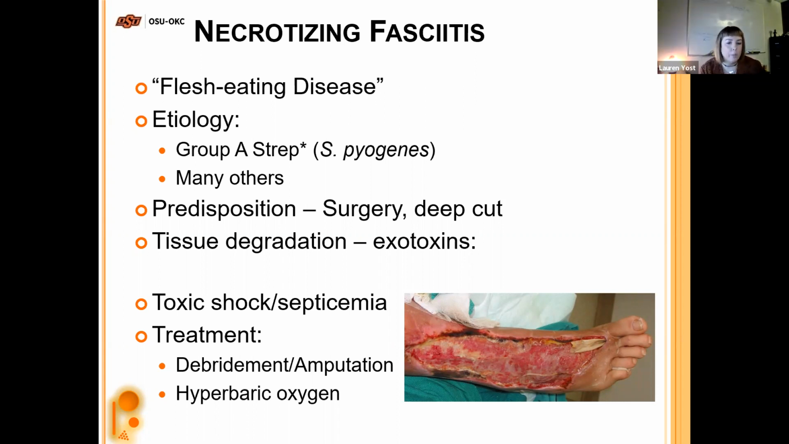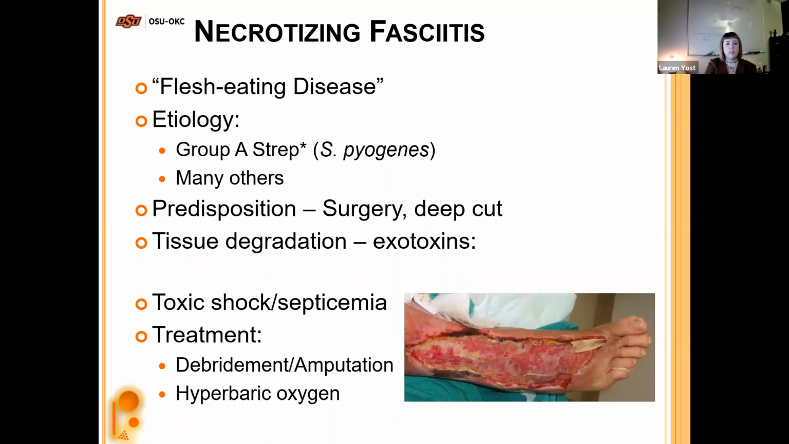What predisposes you to this is having surgery, having deep cuts. It opens you up to getting growth in an area where you normally wouldn't have growth of anything. Then it will lead to tissue degradation due to exotoxins that are being produced by that bacterium, which we had talked about, like hyaluronidase, breaking down how the cells are sticking together. This is where we see a huge, terrible impact from something like that. This can lead to toxic shock as well as septicemia and growing all over the body, and your body essentially shutting down, and can lead to death from that.